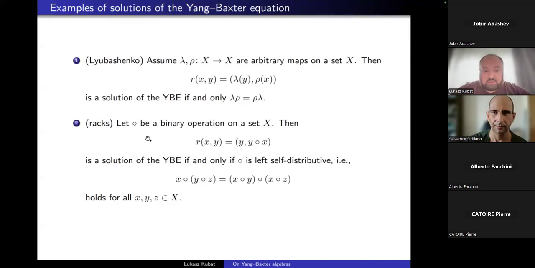And a set with a binary operation which is self-distributive is known as a rack. Such a structure appears very frequently in topology, especially in knot theory. For example, if X is a group and the circle operation is just conjugation in the group, then you again obtain a rack. So again, a solution of the Yang-Baxter equation.